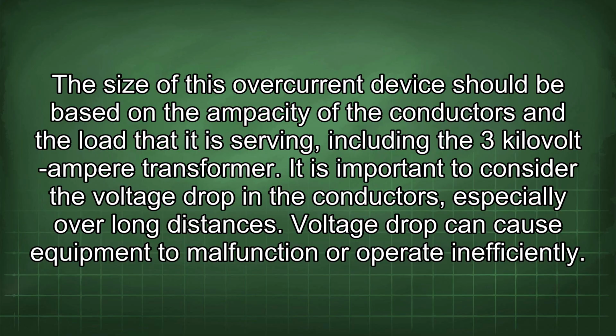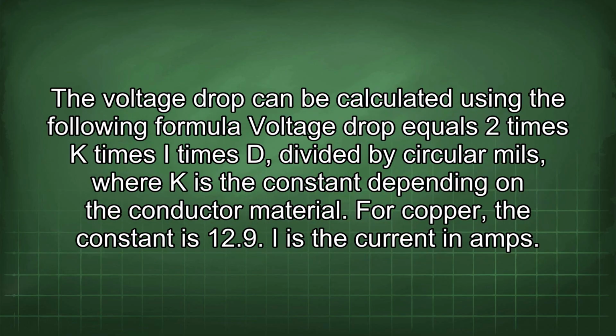It is important to consider the voltage drop in the conductors, especially over long distances. Voltage drop can cause equipment to malfunction or operate inefficiently. The voltage drop can be calculated using the following formula: voltage drop equals 2 times K times I times D divided by circular mils, where K is the constant depending on the conductor material.